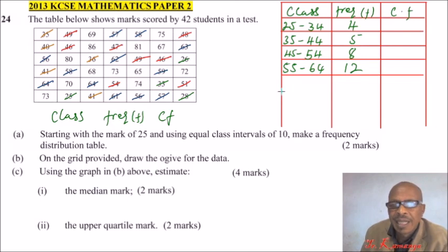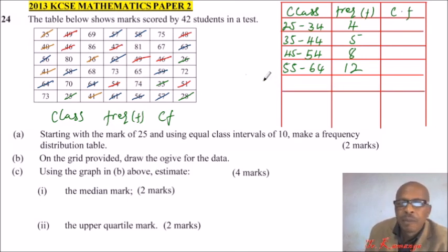The next class is where we have 65 to 74. So for 65 to 74, we have 1, another one, 2, another one, 3, another one, 4, another one, 5, another one, 6, we have 7, we have 8, we have 9. So we come and put 9 here.